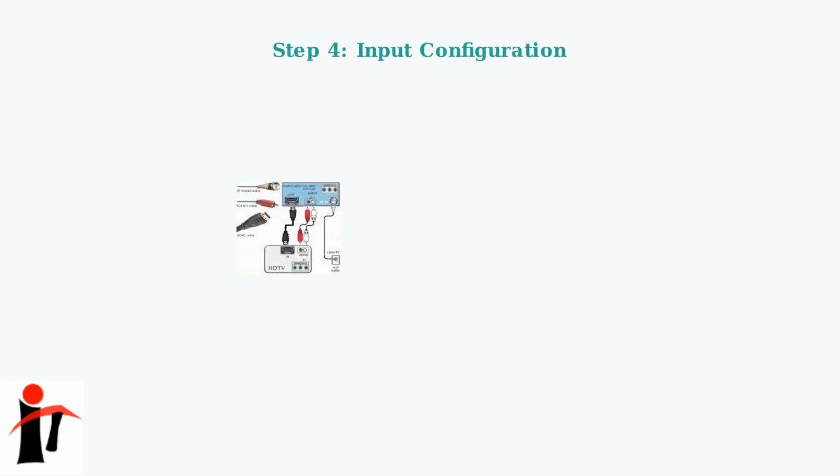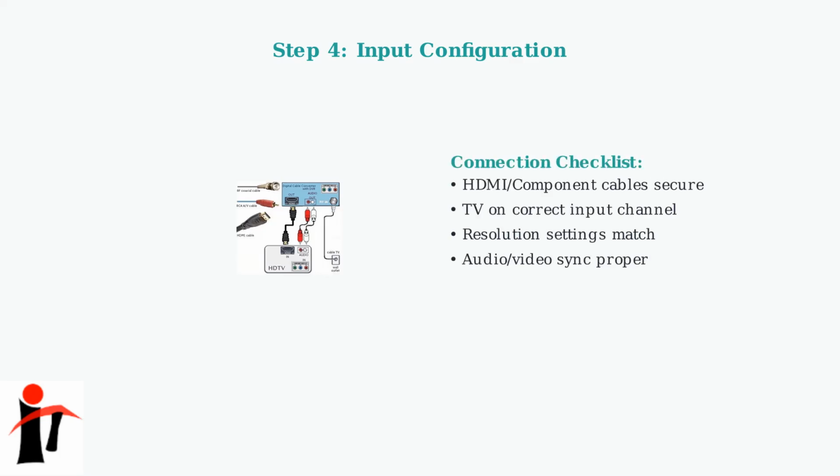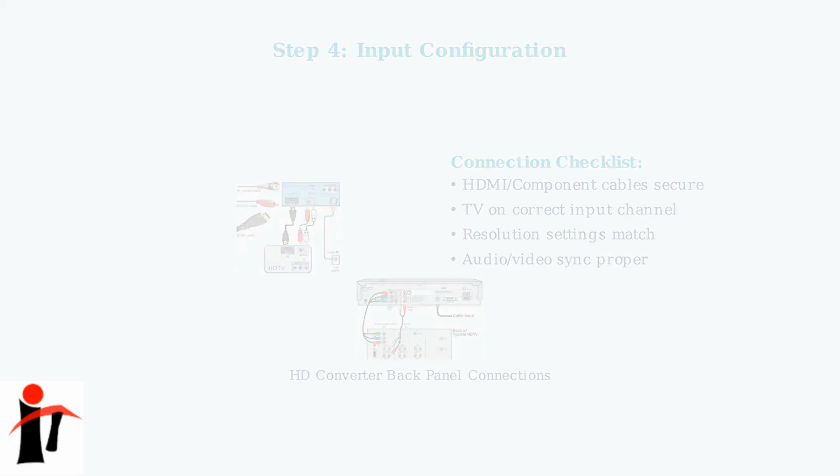Finally, check your input configurations. Incorrect connections or resolution mismatches can cause display issues that appear to be signal problems. Verify that your HDMI or component cables are securely connected to the correct ports. Check that your TV is set to the right input channel. Ensure there are no resolution mismatches between your Uverse box and TV. Both devices should be set to compatible display settings for optimal performance.